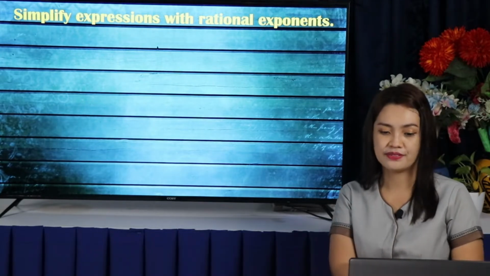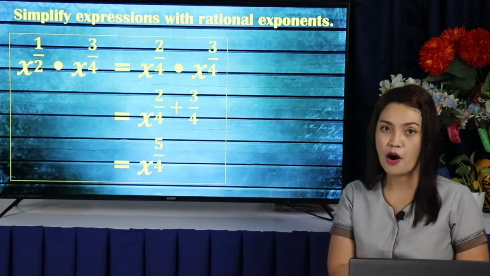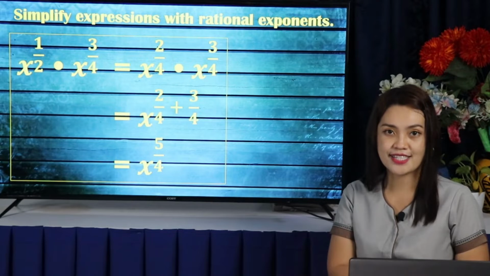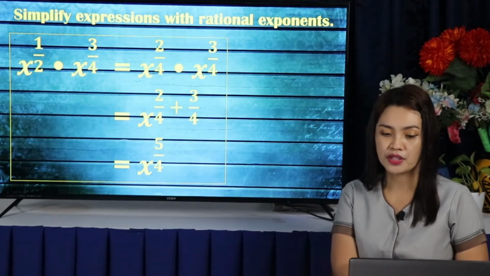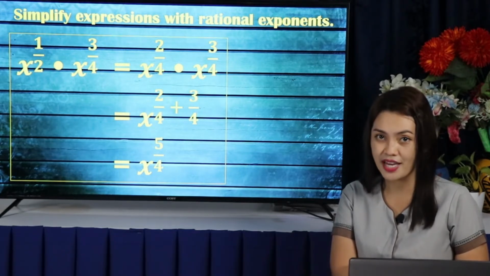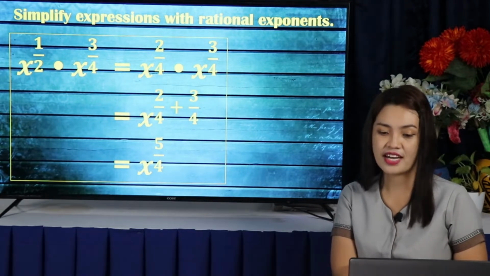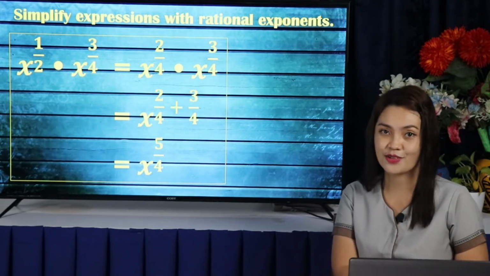For example, simplify the expression x raised to the power of 1/2 multiplied to x raised to the power of 3/4. According to the product rule, when two numbers with the same base are multiplied, we will just copy the base and add the exponents. In the case of having rational exponents, we need to find the least common denominator, then add the numerators, just like adding regular fractions. Let us focus on the exponents 1/2 and 3/4.